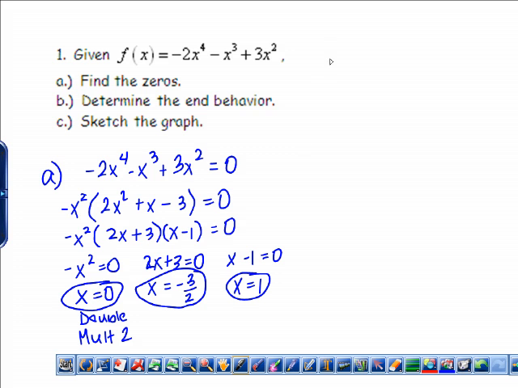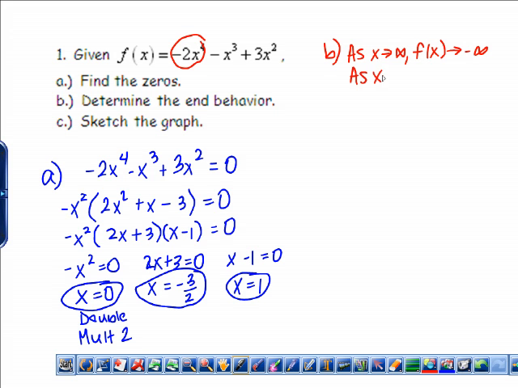Okay, so determine the end behavior. I'm going to write this up here, part B. All right, as x approaches infinity, what is f of x approaching? What is this graph doing to the right? Okay, negative leading coefficient, it's falling, so we write negative infinity here.